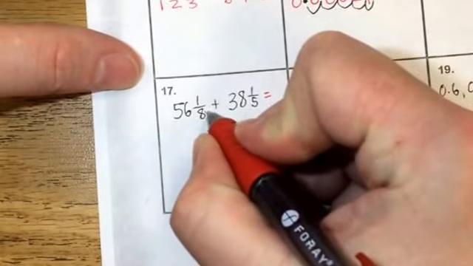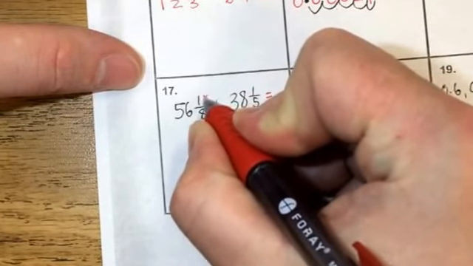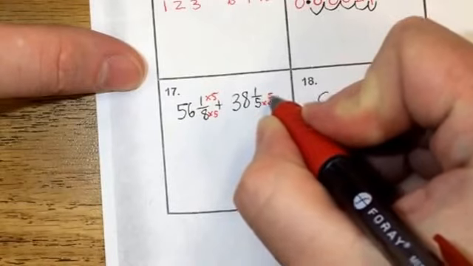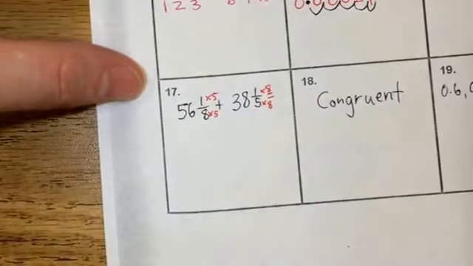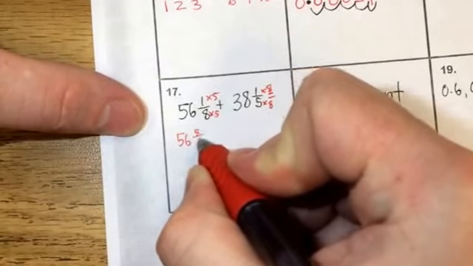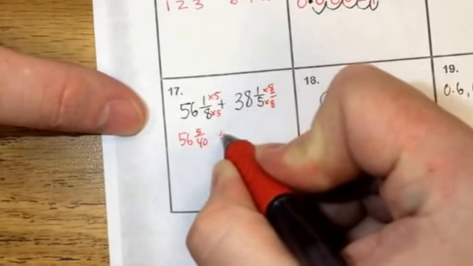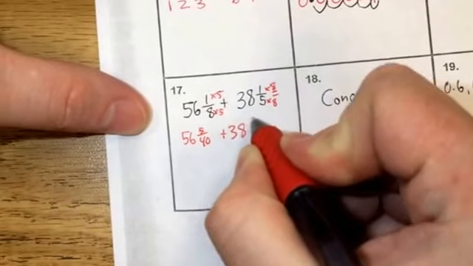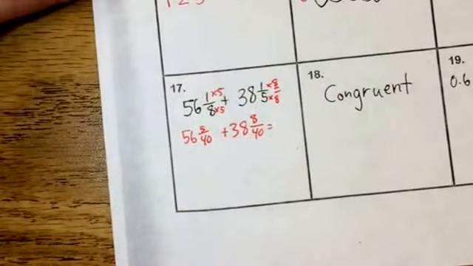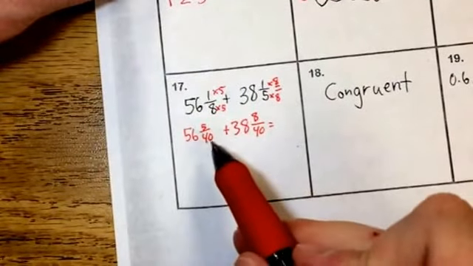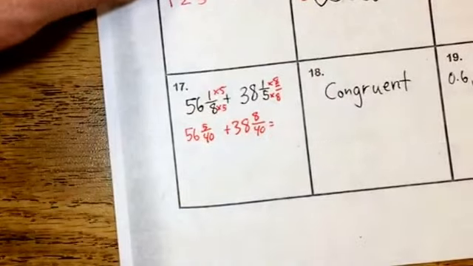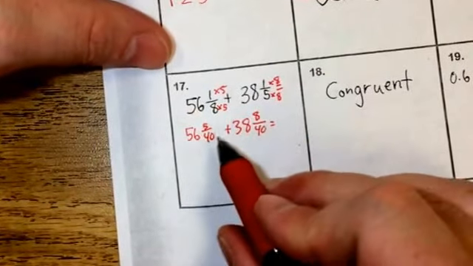So I'm going to multiply 1/8 by 5, and I'm going to multiply 1/5 by 8. And I'm going to see here that now I have 56 and 5/40 plus 38 and 8/40. If I add 5/40 plus 8/40, I'm not going to get an improper fraction. So I can just go ahead and add up my fractions first.